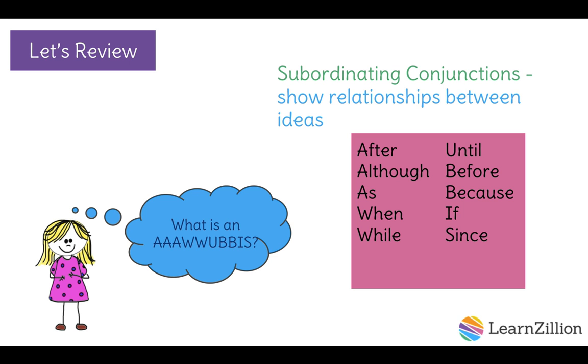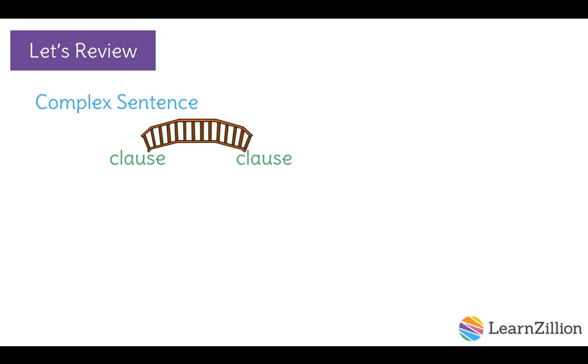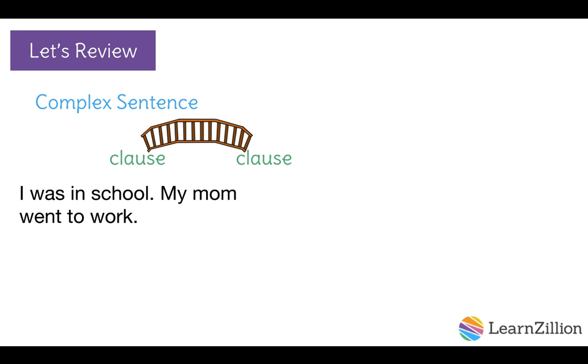There are many more subordinating conjunctions than what is on this list, but these are the words you will most likely use frequently. When we use a subordinating conjunction to connect two smaller sentences, we create a complex sentence. In a complex sentence, the subordinating conjunction bridges the two clauses. Complex sentences explain a time connection, a reason, or a cause-effect relationship between the two ideas or clauses that the conjunction connects.